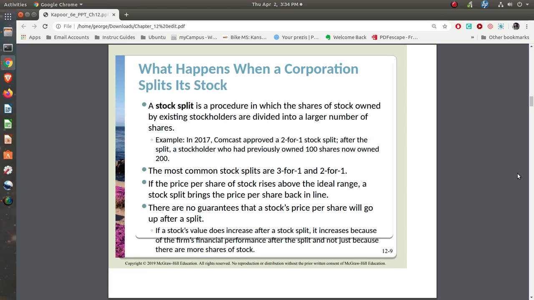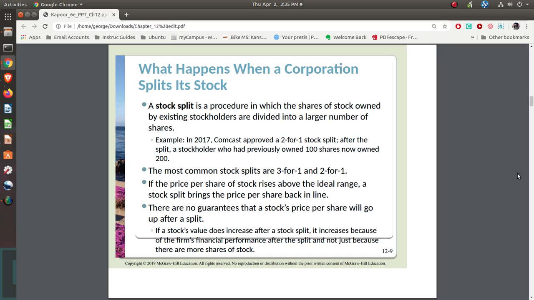Now, you might hear about stock splits. A stock split is done where the company will say, okay, we have 1,000 shares of outstanding stock. What we're going to do is make that 1,000 shares now 2,000 shares, which means if the stock was trading at $50 a share before, after the split the stock is now trading at $25 a share.